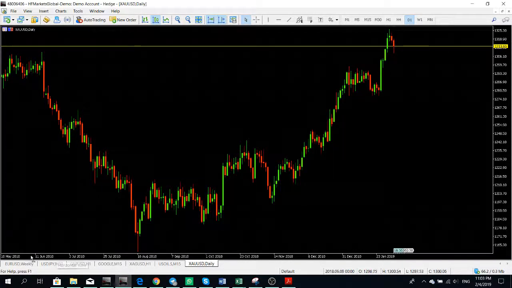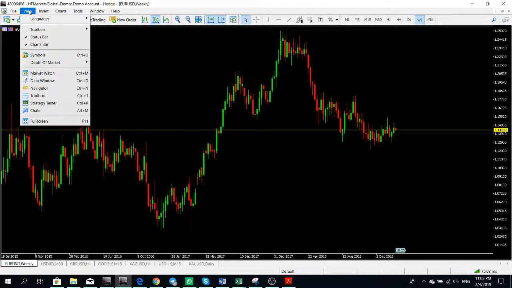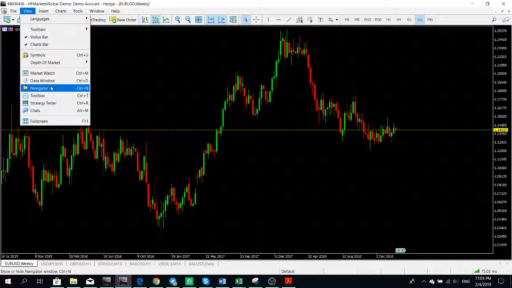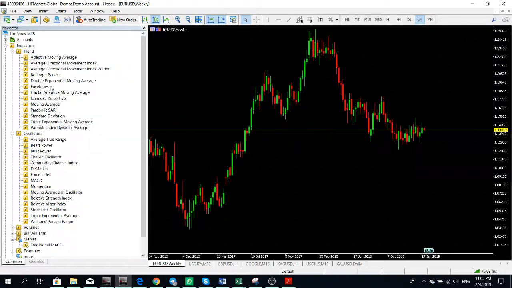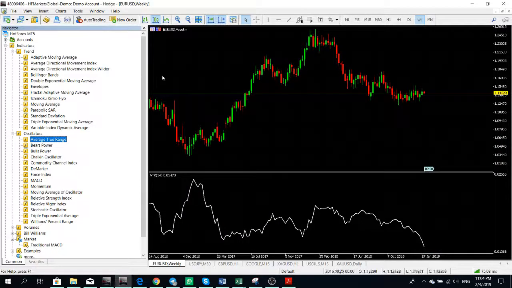We'll try different symbols. Let's go for a currency, for example, Euro USD, and add average true range or ATR. So 14 days, and you can change the color. You can change different colors here. My background is black, so I think it's better if I use the white color so you can see that better.